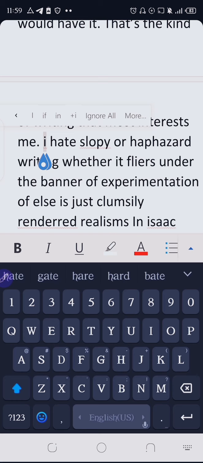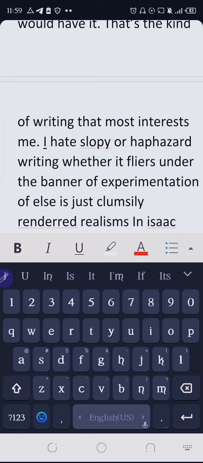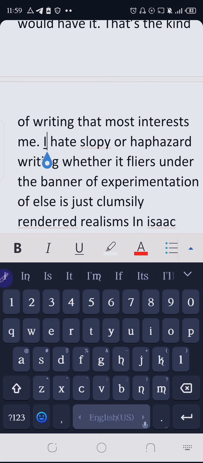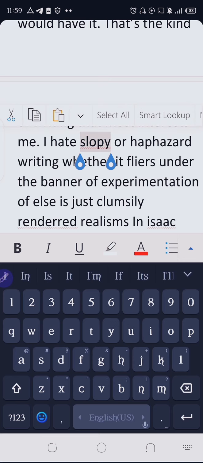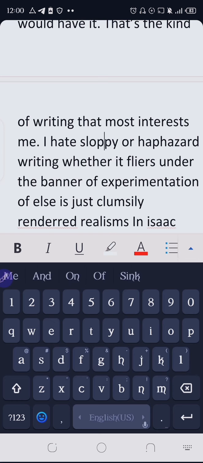So here we have a word, and the word is a single letter word, I. And I, wherever it is, either in the middle of a sentence or at the beginning of the sentence, if it's the personal pronoun, then we have it here. First person pronoun I. So I ate sloppy. The spelling of sloppy here is to be double p. I ate sloppy of hazard writing.